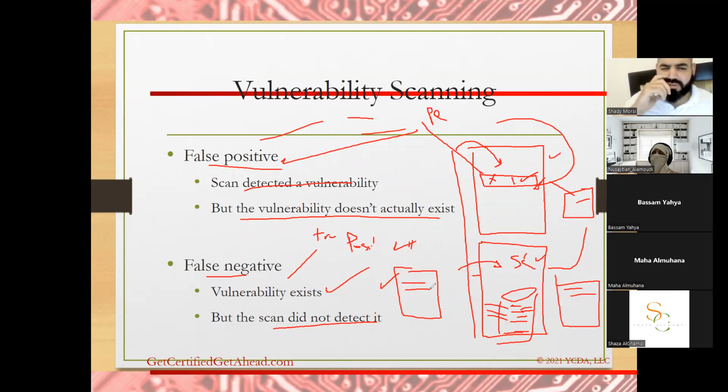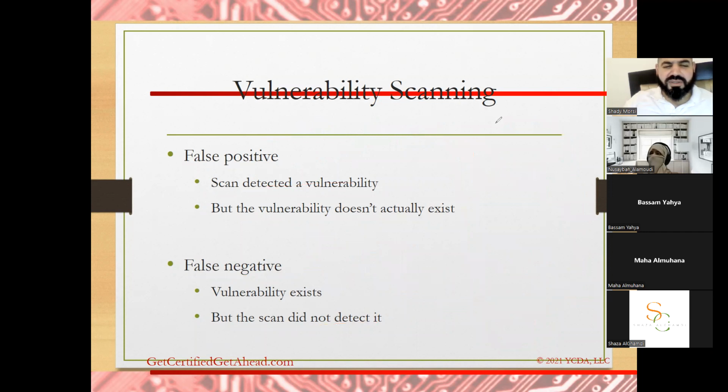Okay, Hadil is asking. Sorry, Hadil, can you explain? The first run, the false vulnerability. We said to run another scanner, but before that we need to do what? The first one.